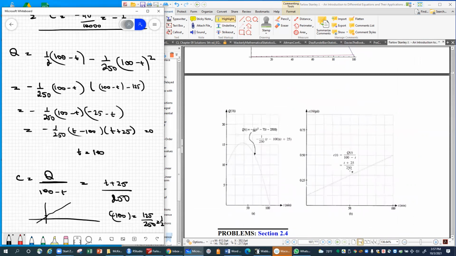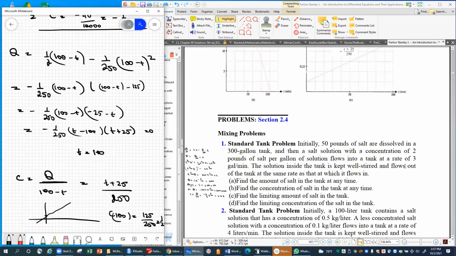So that looks like this. There is a parabola here for the actual amount of salt, which is maximized around here, and 0 here. That's the actual amount of salt, but concentration reaches its max at the biggest time.